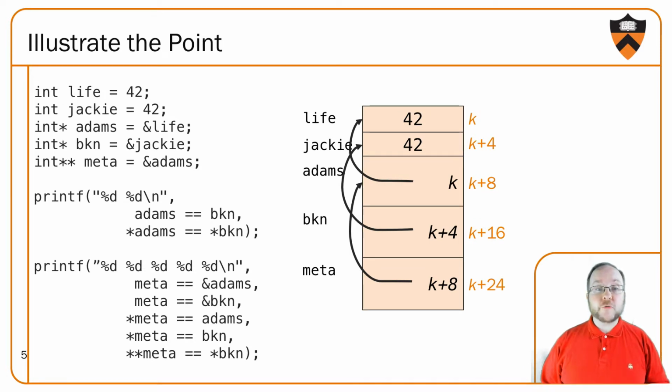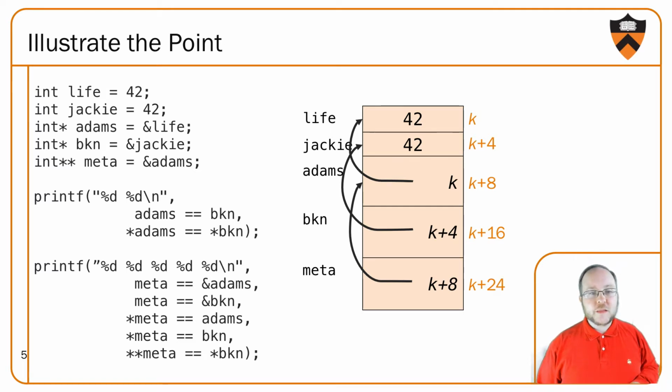So let's take a drive through a second example. Here we have two ints, Life and Jackie, both initialized to 42. Then we have three pointers, Adams pointing at Life, Brooklyn pointing at Jackie, and a pointer to an int pointer, meta, pointing at Adams.